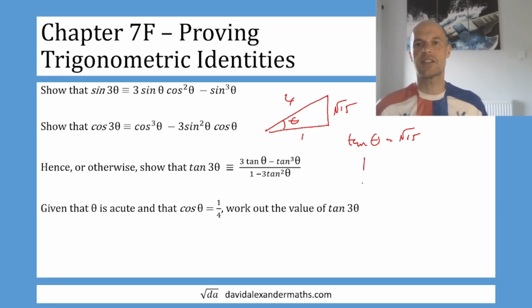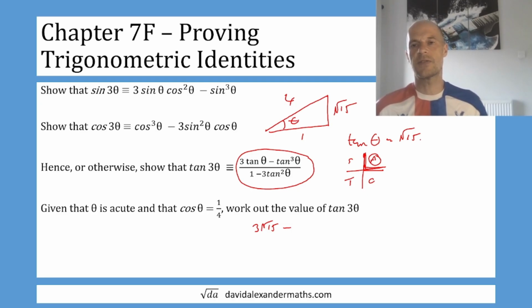But is it positive or is it negative? Theta is acute, so think of our CAST diagram, CAST. If it's acute, it's in this quadrant here, so all sine, cos and tan are positive, so it is positive root 15. Okay, now we know the tan of 3 theta is this stuff here. So it's 3 tan theta, well, tan theta is root 15, so that's going to be 3 root 15. Take away tan cubed theta, root 15 times root 15 times root 15, so that's going to be 15 root 15, over 1 minus 3 times tan squared theta.